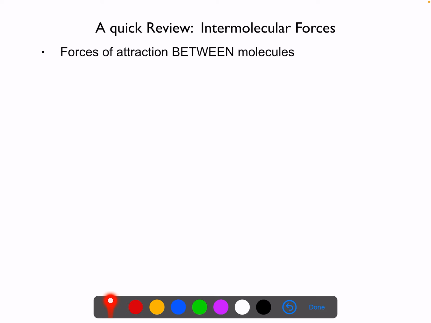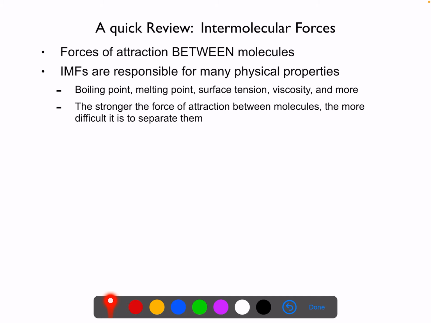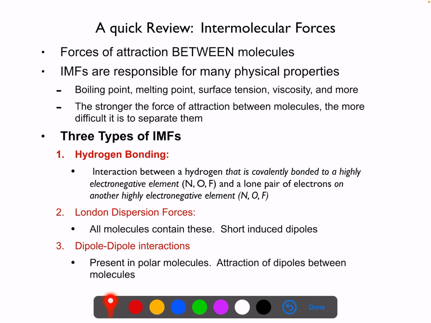And so overall, when we have our intermolecular forces of attraction, remember these are forces of attraction between molecules. IMFs are responsible for a lot of physical properties: boiling point, melting point, surface tension, viscosity, and more. The stronger the force of attraction, the more difficult it is to separate them, which is why we can use something like boiling point as a measure of how many IMFs are present. And we said there's three types of intermolecular forces of attraction. Hydrogen bonding are the strongest, then London dispersion forces, and then dipole-dipole. So that gives a nice summary of our intermolecular forces of attraction.